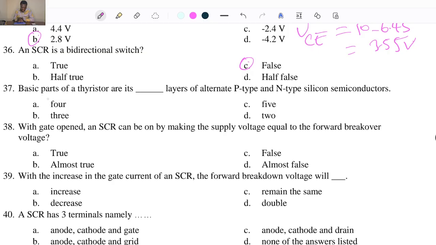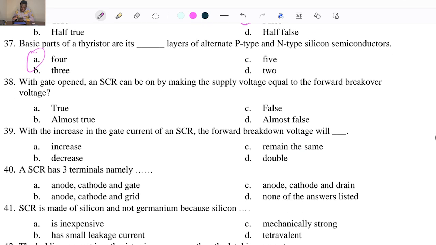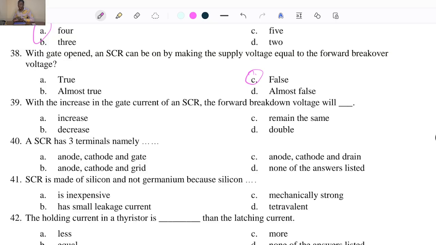We have 37. Basic parts of a thyristor are, so when we have a thyristor, you have 4 layers of alternate types. Question 38: with gates open, a silicon control rectifier can be turned on by making the supply voltage equal to the forward breakdown voltage. This is going to be false, right? So the answer here is going to be false.